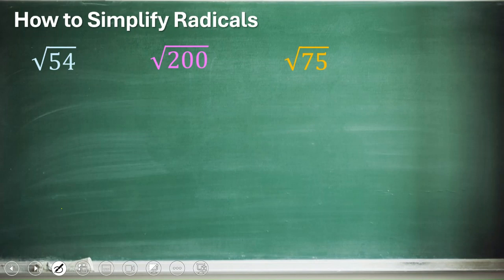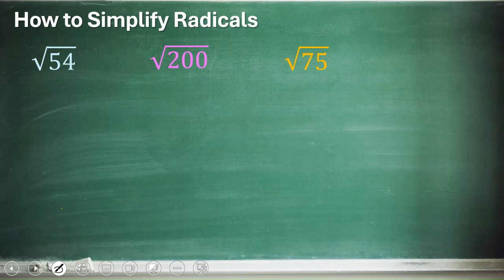Today we are simplifying radicals. A radical is any type of root bar. You can see that we have root 54, root 200, and root 75. Those bars are all called radicals. And today we are going to simplify the number that is under the radical.